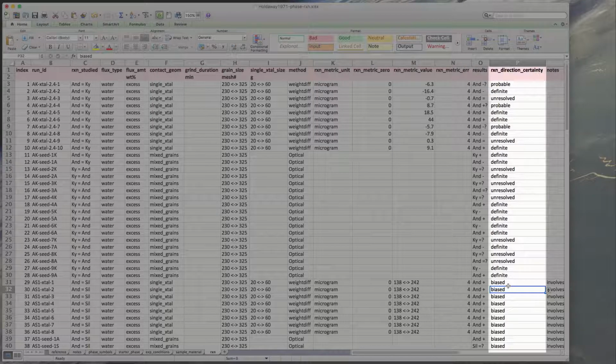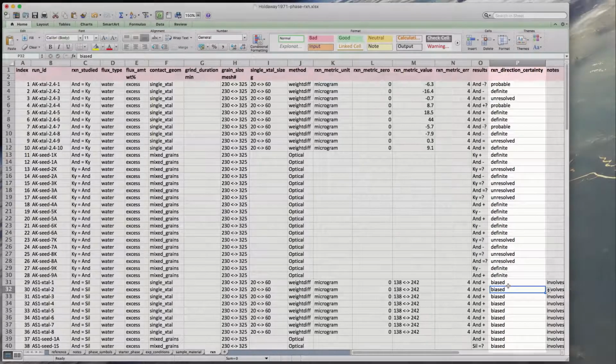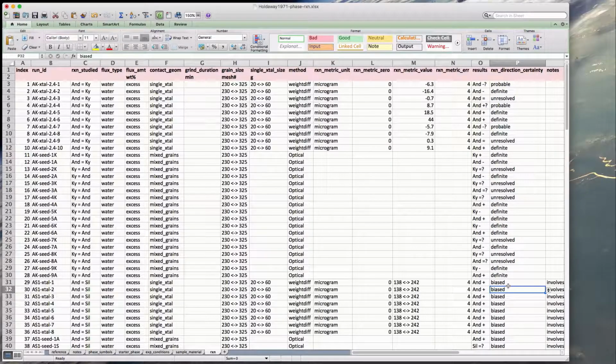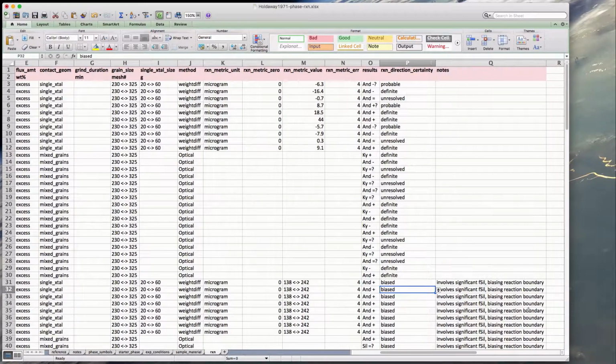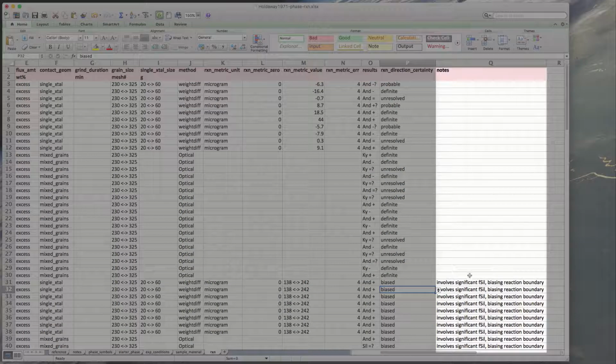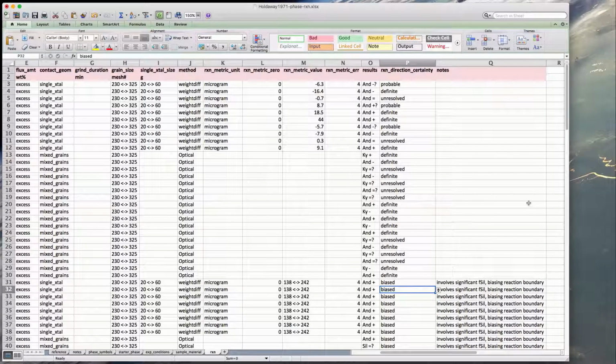In this case, bias is reported for any of the samples which contained fibrous sillimanite or fibrillite, since it is known to strongly bias the reaction boundary by hundreds of degrees Celsius. Anytime you use the biased flag, you should describe in the notes column why you believe that particular run to be biased. For completeness, we should also take a look at a more complicated data set involving multiple phases.